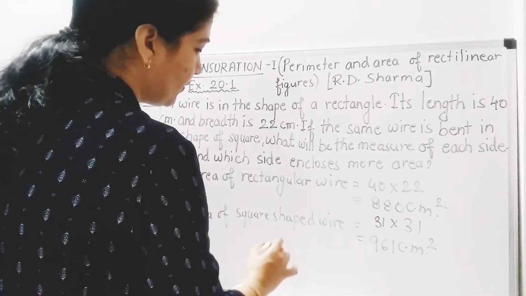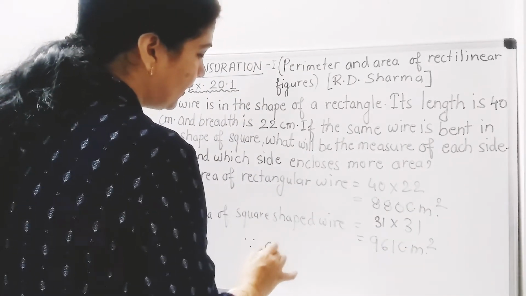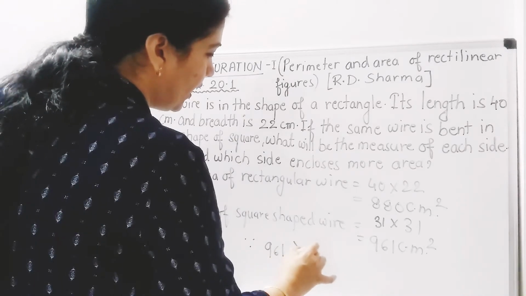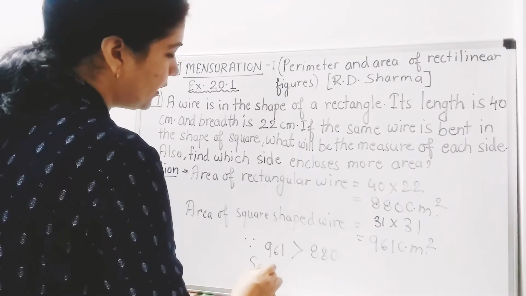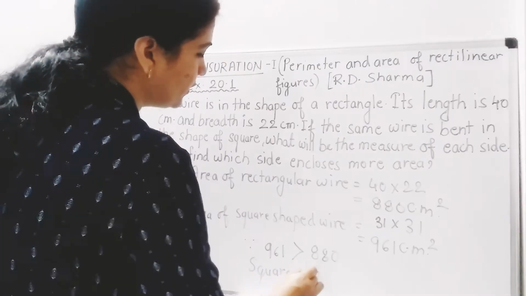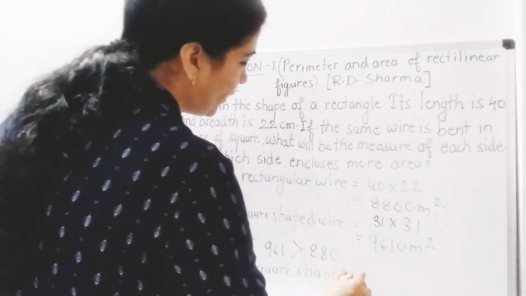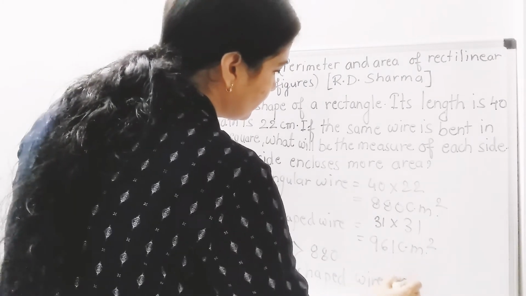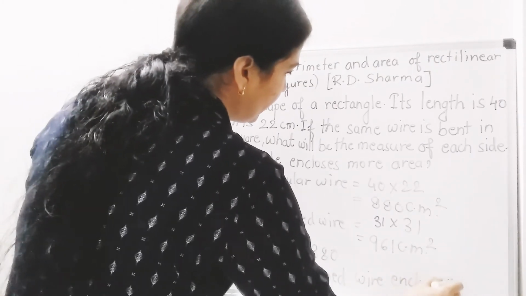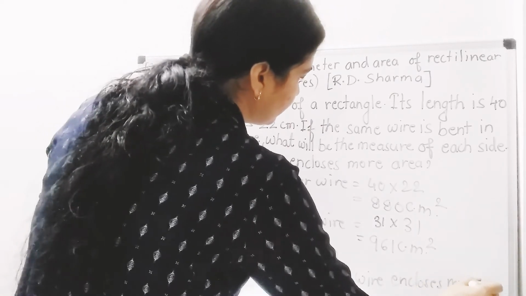Now we can say, since 961 is greater than 880, so when the wire was in square shape, the square shaped wire was enclosing more area. Square shaped wire encloses more area. This will be your answer.